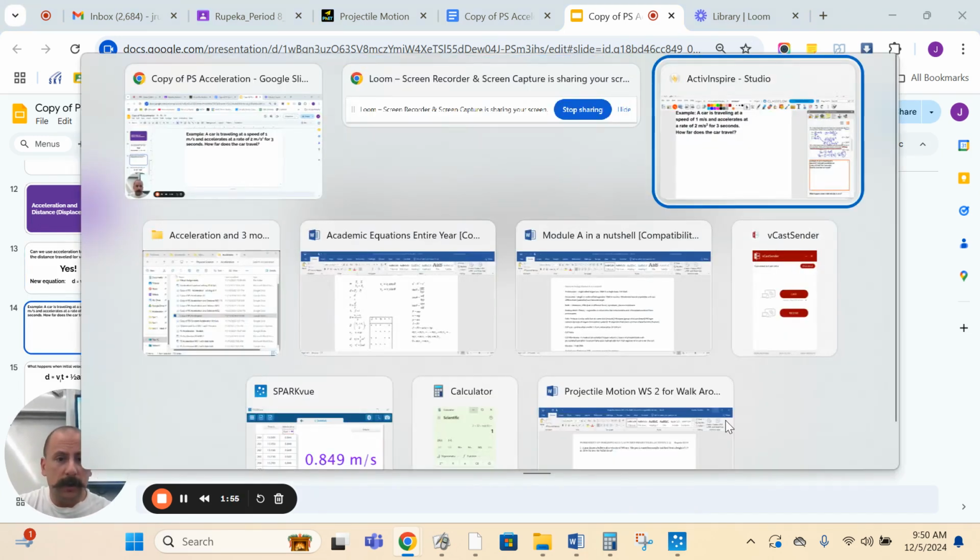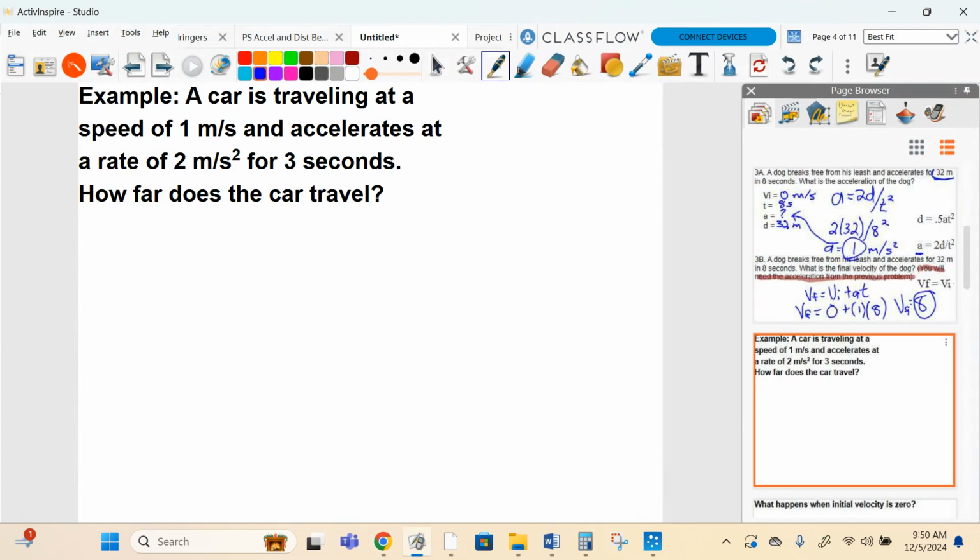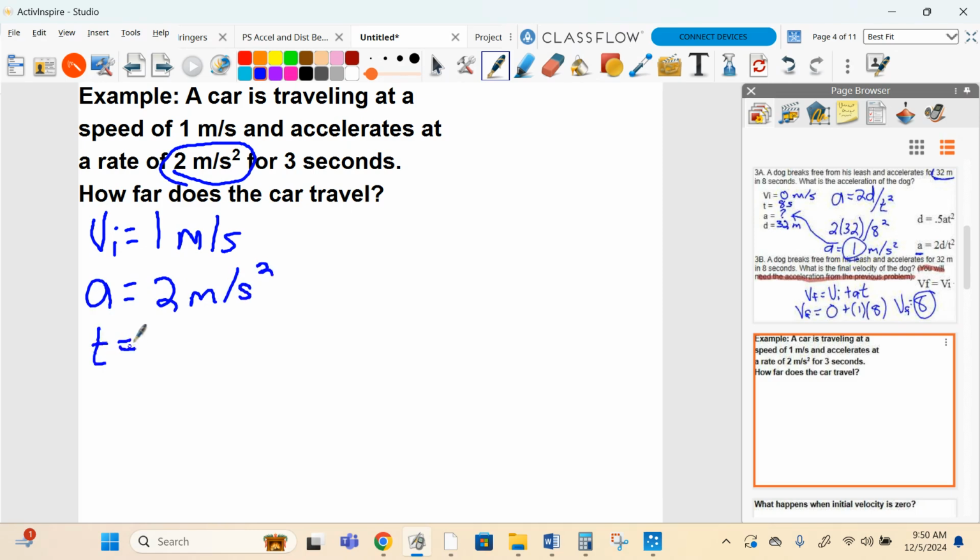All right, I'm going to switch over to my other program so I'm able to write. So with this problem, a car is traveling at a speed of 1 meter per second. That is our initial velocity, 1 m/s. It accelerates at a rate of 2 meters per second squared. These are the units that we have for acceleration, 2 m/s squared. And it takes a total of 3 seconds. How far, that's asking me for distance, will the car travel?